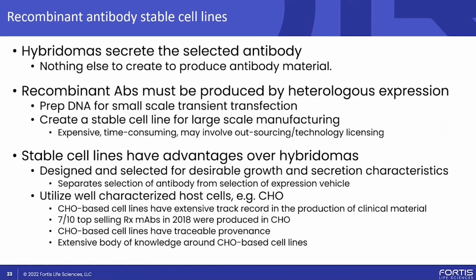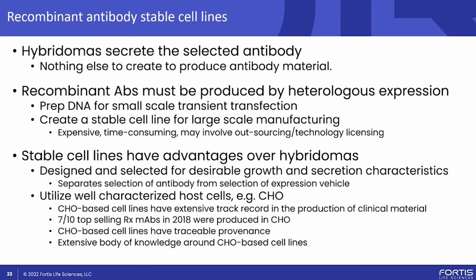With a recombinant antibody, you can drive the expression in the way that you need to. And typically that's done using a host cell line such as CHO cells, for which there's an extensive track record in the production of antibody, and especially in the field of clinical materials. Of the top selling prescription antibodies in 2018, 7 out of the 10 were produced in CHO.